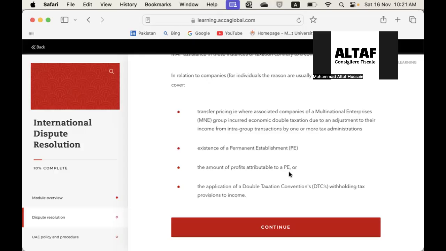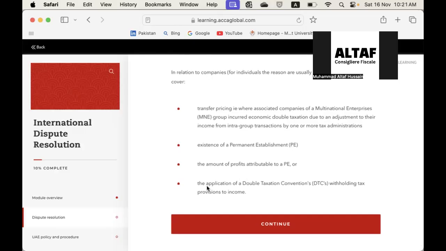Now that we established that yes, there is a permanent establishment in another country of a company incorporated in the first country, then the question comes of how much profit is attributable. That also is a matter to be decided.